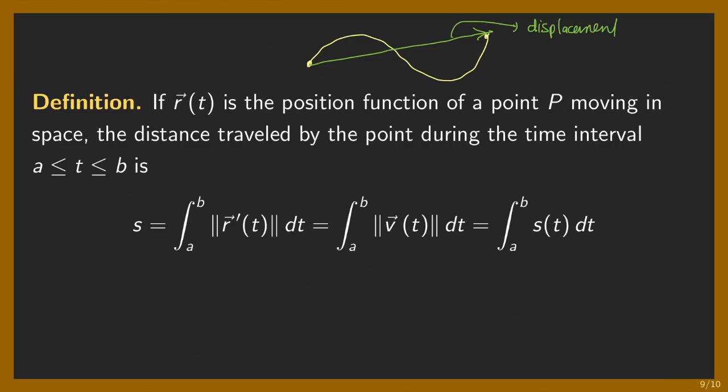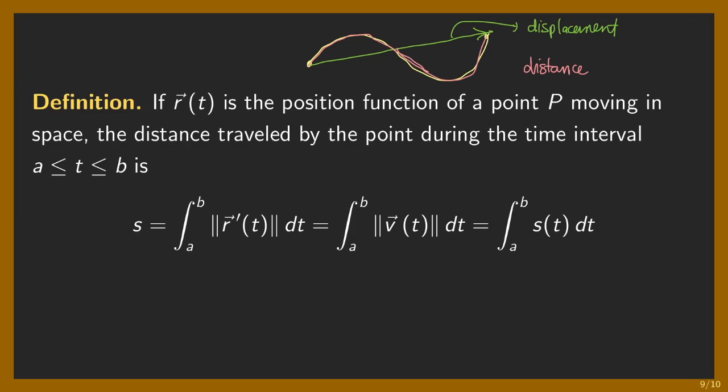While the distance is the actual length of the curve, or where the point is traveling. So that's the distance versus displacement. The distance is a scalar, the displacement is a vector.